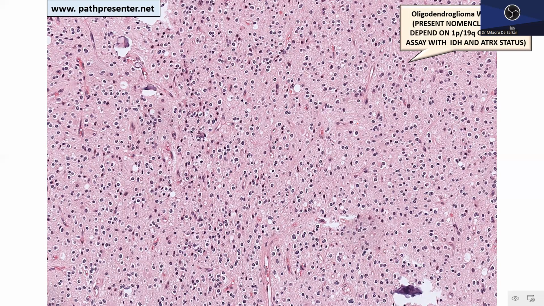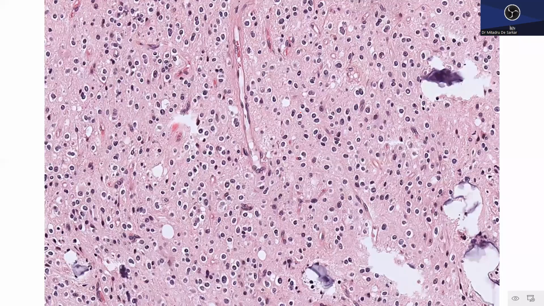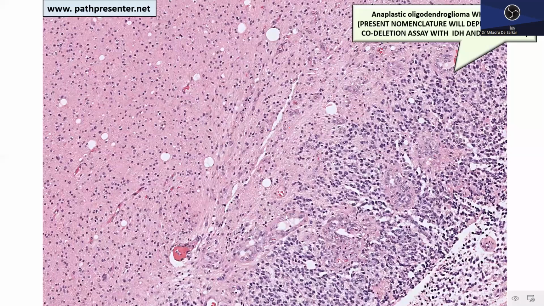However, at present, however oligodendroglial it might look, you will have to address the issue of IDH mutation, ATRX presence or absence, and 1p19q co-deletion in order to reach the final diagnosis. And if you do all those things, you will give a diagnosis of oligodendroglioma, IDH mutant, 1p19q codeleted, grade 2. So this is the high power view of the same.